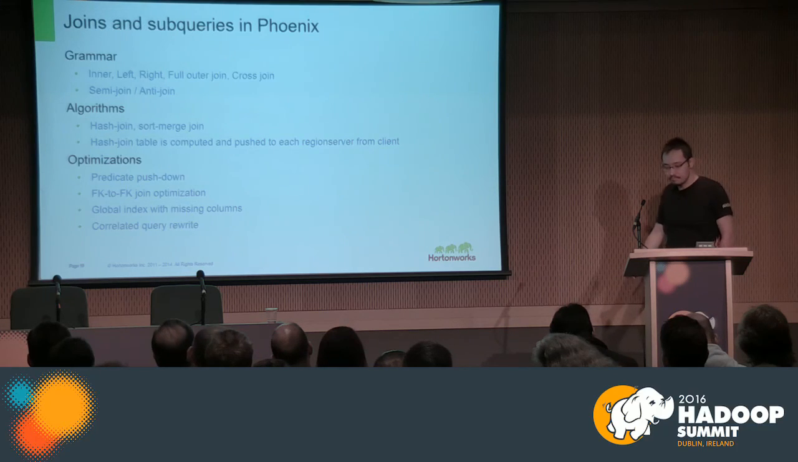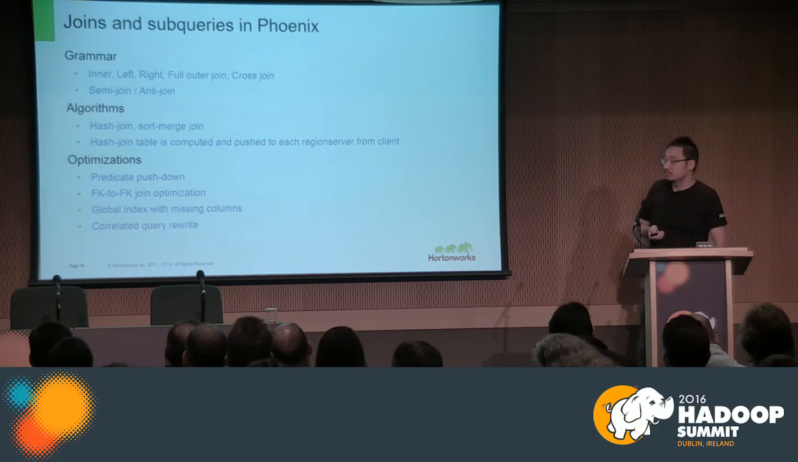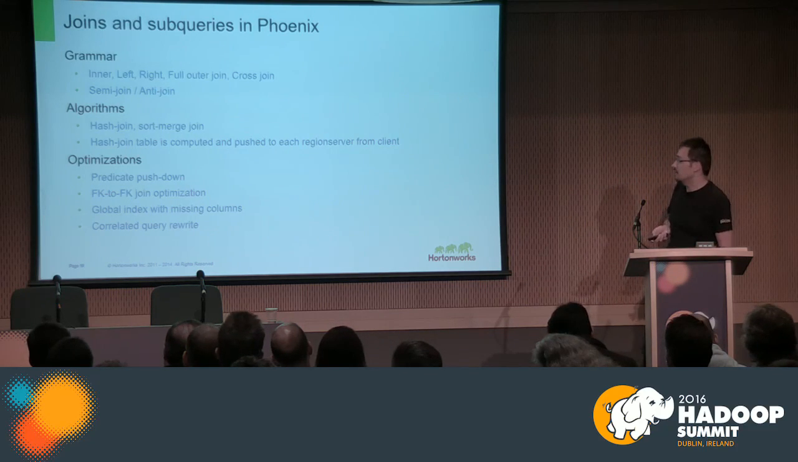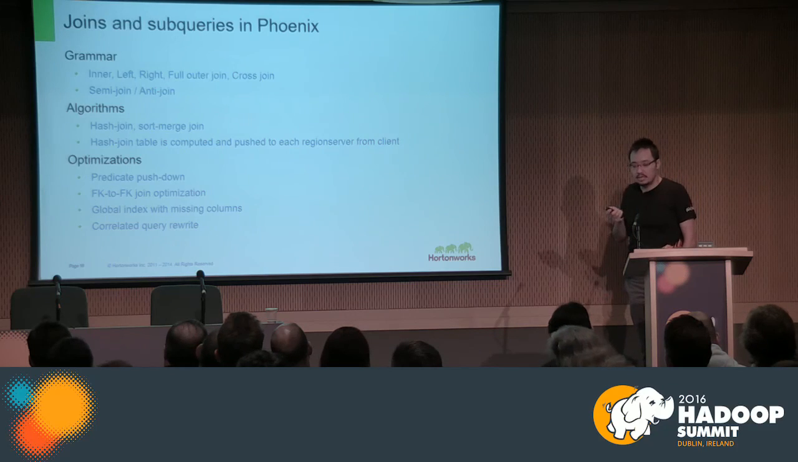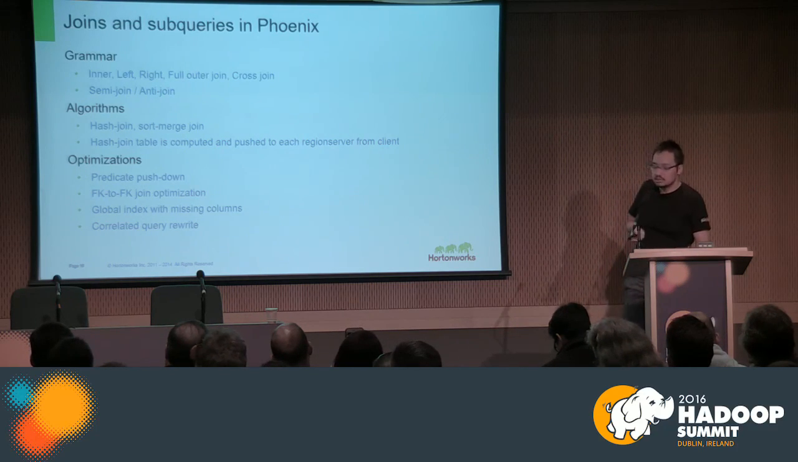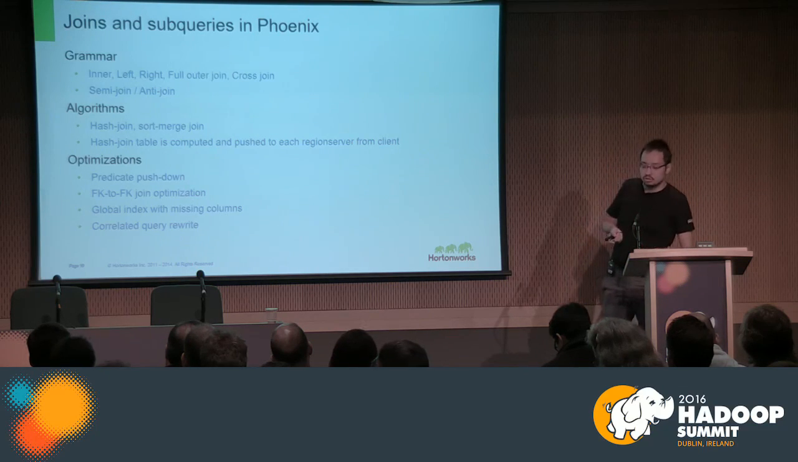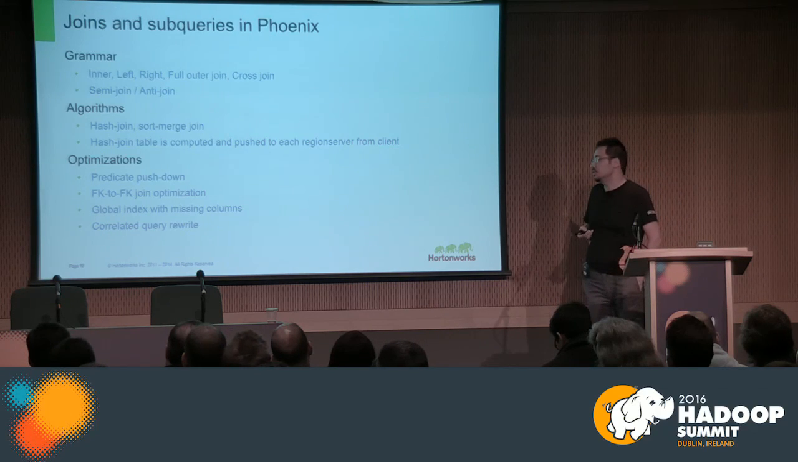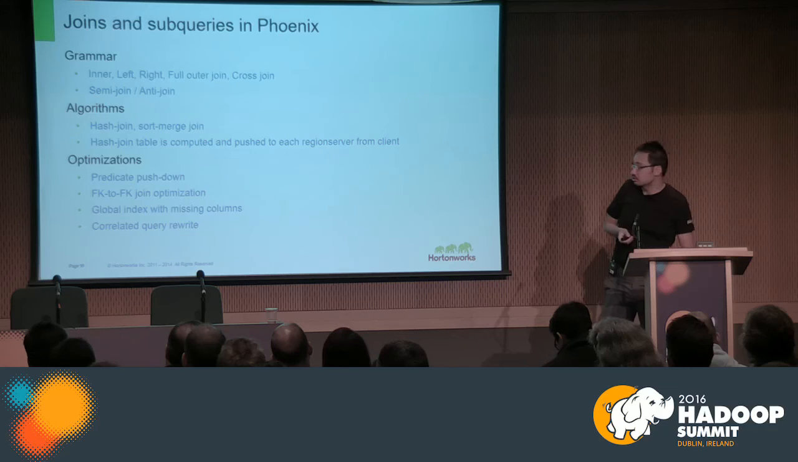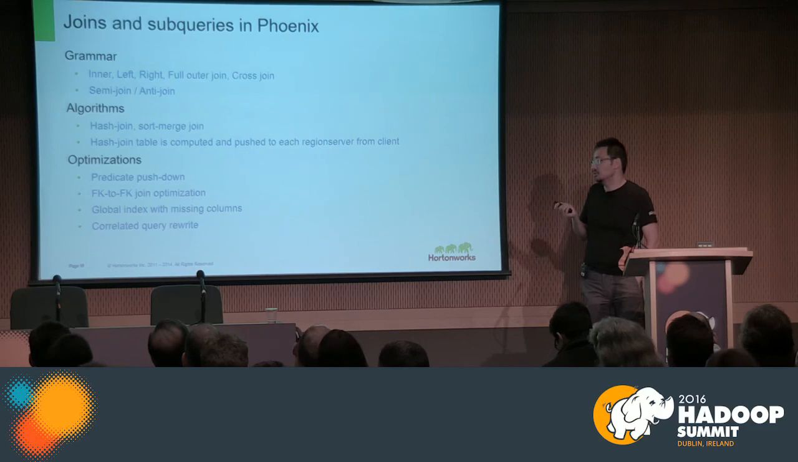All right? So obviously, Phoenix has much more than what we have explained. It has joins and subquery support. For joins, Phoenix supports inner joins, left, right, and full outer joins, cross joins, semi-joins, and anti-joins. We won't go into details of any of these for this talk. In terms of algorithms, it supports hash joins and sort merge joins.